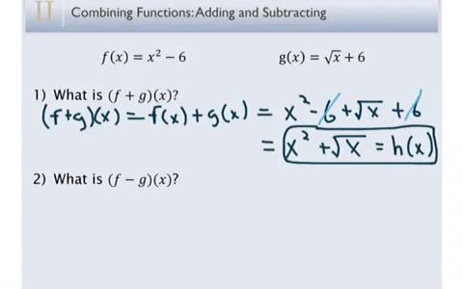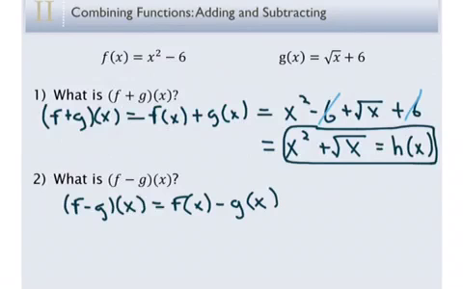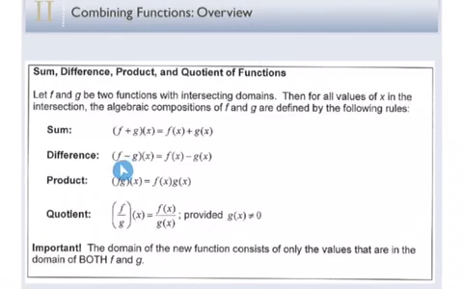Okay, so now you try. Answer number 2, what is f minus g of x? So hopefully you were able to construct this. So f minus g of x is telling you to do f of x minus g of x. We know that because on our overview, f minus g is telling us to subtract the function g from the function f.